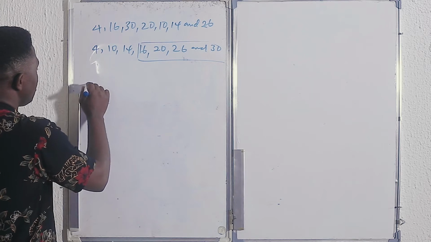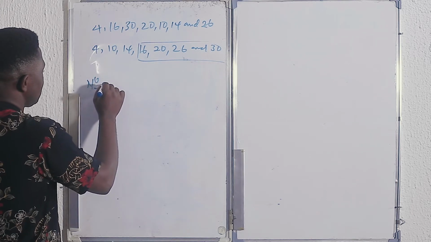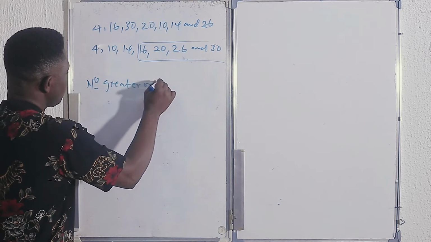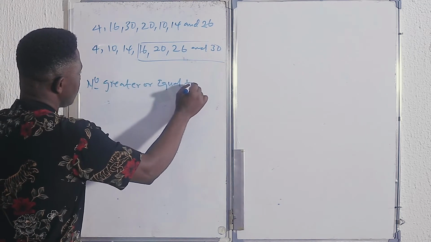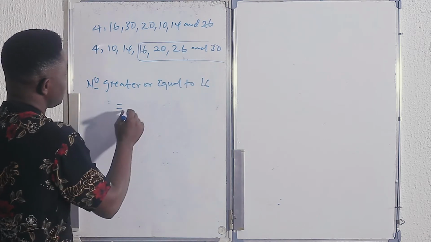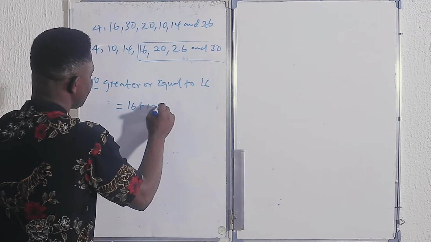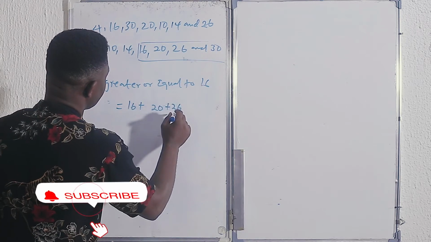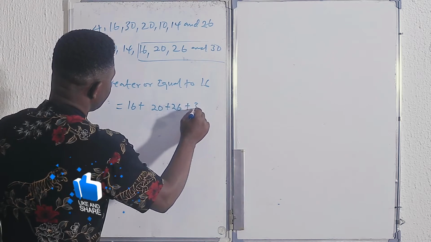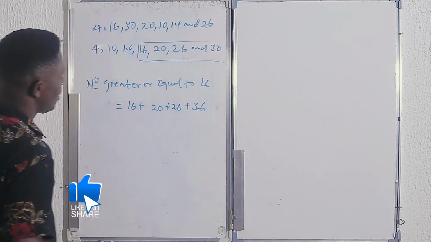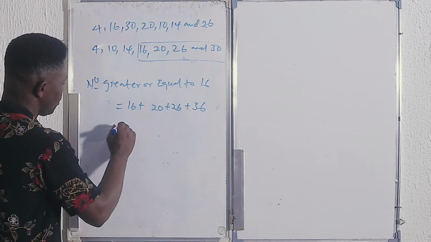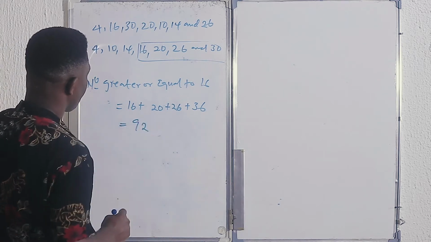So numbers greater or equal to 16 equal 16 plus 20 plus 26 plus 30. All of that will give you 92.